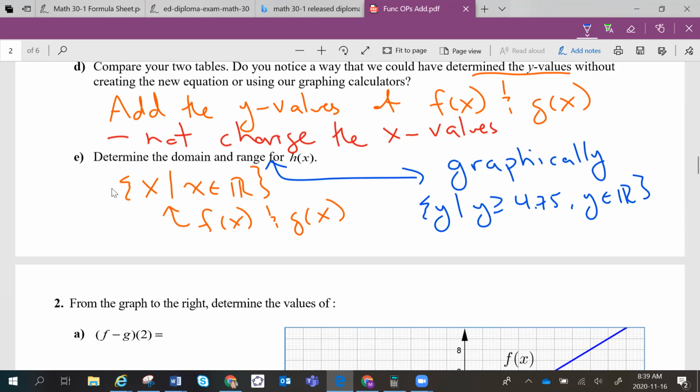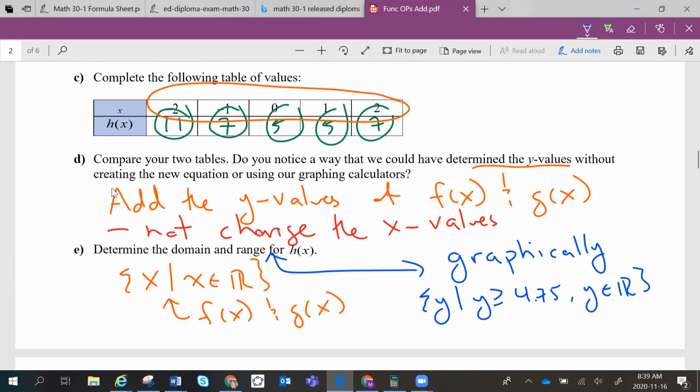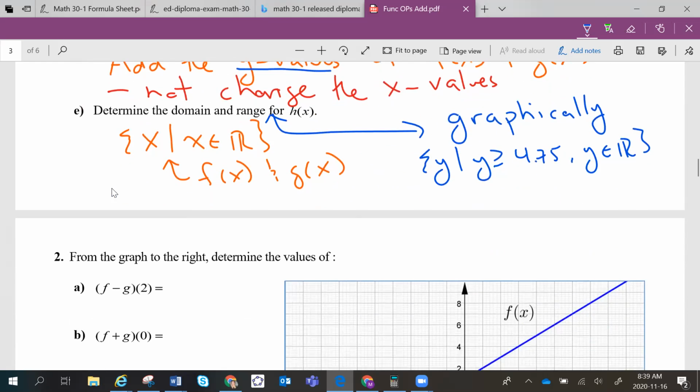Okay, let's walk through this one more time. All we need to do to find our new function and graph it is add the two functions together. And when we do that, what we're doing is adding the y values together. We are not adding our x values. Think of it as independent and dependent variables. We can't add or change our independent variables, only our dependent variables. Okay, let's try another one.